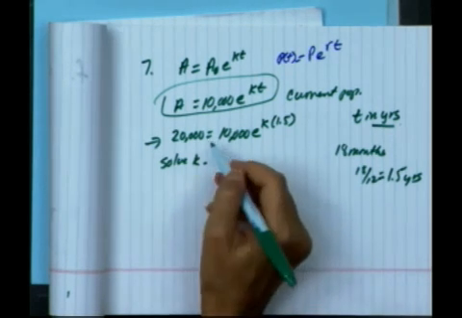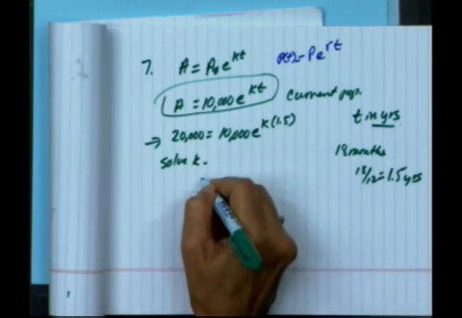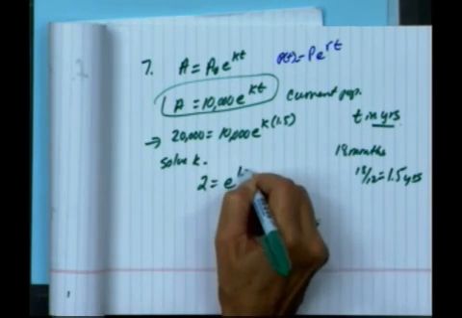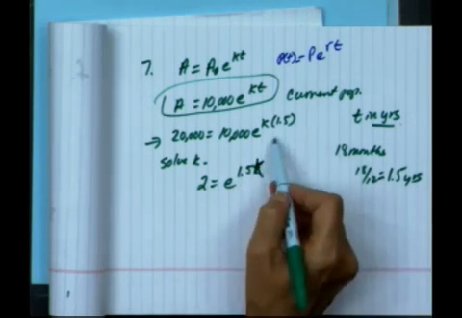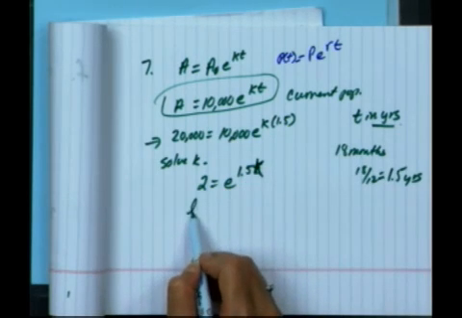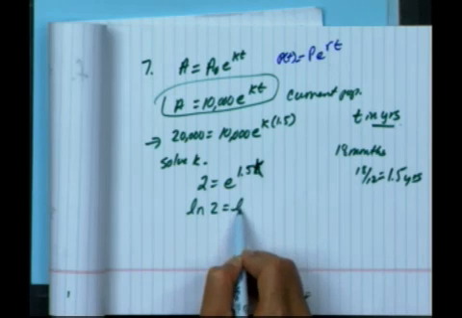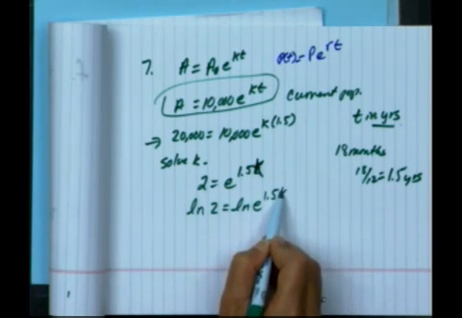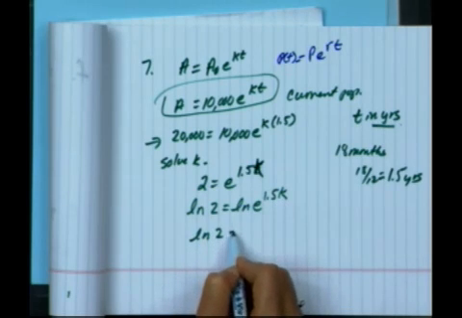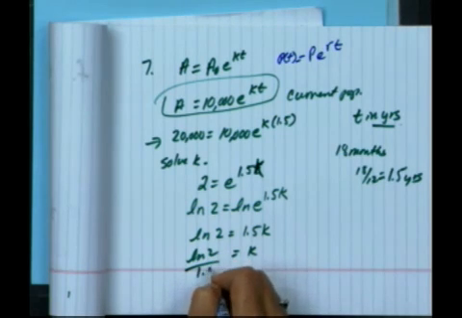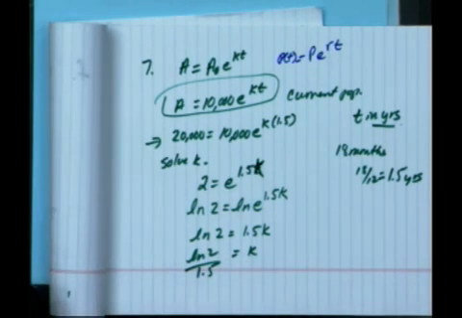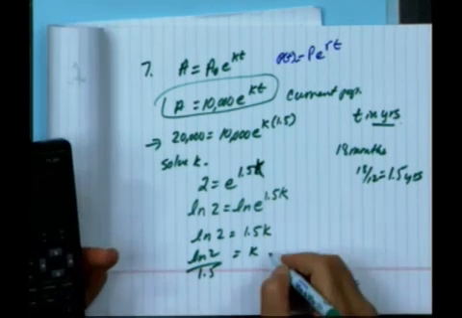All right, so now we're going to solve for k. We'll divide both sides by 10,000, so we get 2 equals e to the 1.5k. Same old, take the natural log of both sides. So natural log of 2 equals 1.5k. k is natural log of 2 divided by 1.5. Let's see what that comes out to be. Natural log of 2 divided by 1.5, and that's about 0.462.